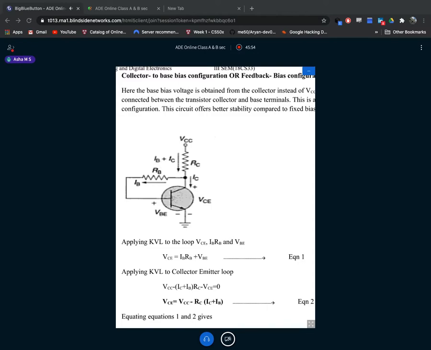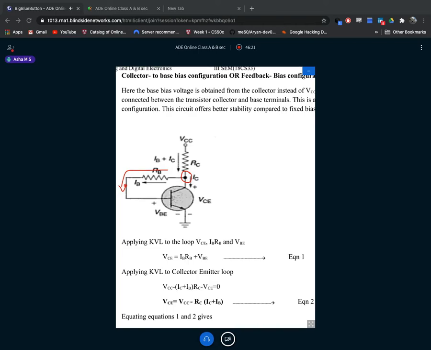Because we have connected this resistor to the collector, it introduces a negative feedback. If you understand it from your previous semester knowledge, well and good. If not, no need to worry, we are coming back to that. Because of this negative feedback, the stability provided by this collector to base bias circuit is more when compared to fixed bias.